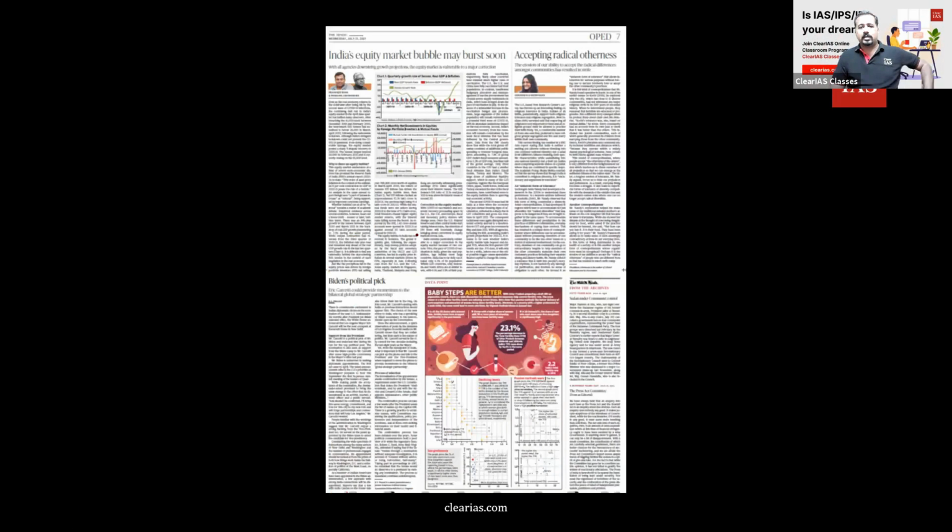So this is the op-ed page. The page opposite to the editorial is called the op-ed or perspective page. Here also, the two articles which come here are usually important, but there can be unimportant articles also. This is entirely up to your understanding, like which article you should read and which article you should leave out. If you know the UPSC syllabus, you know if that particular article is relevant or not.